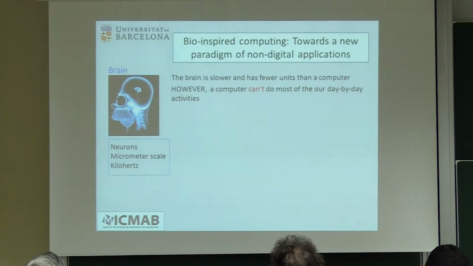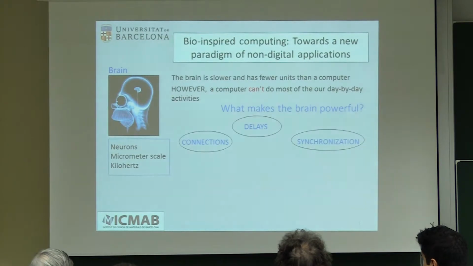However, there are a few things, or many things, that the brain can do much better than a computer. Not all, but some of them. For instance, pattern recognition or solving some kinds of algorithms. So the question is, what is making the brain powerful?